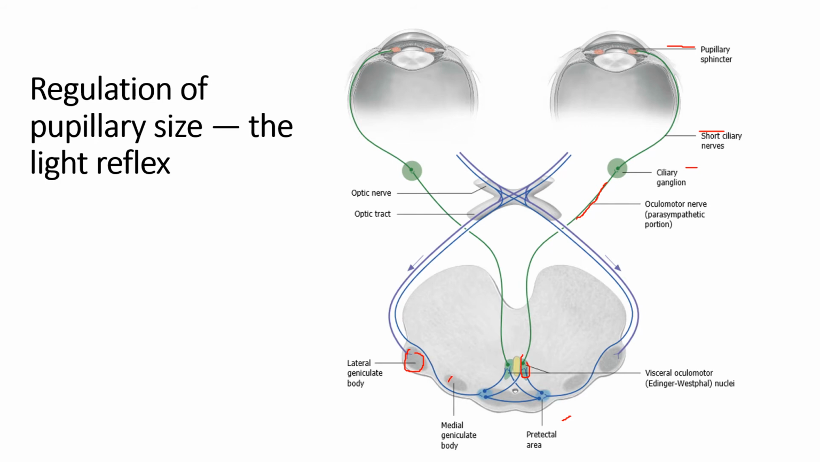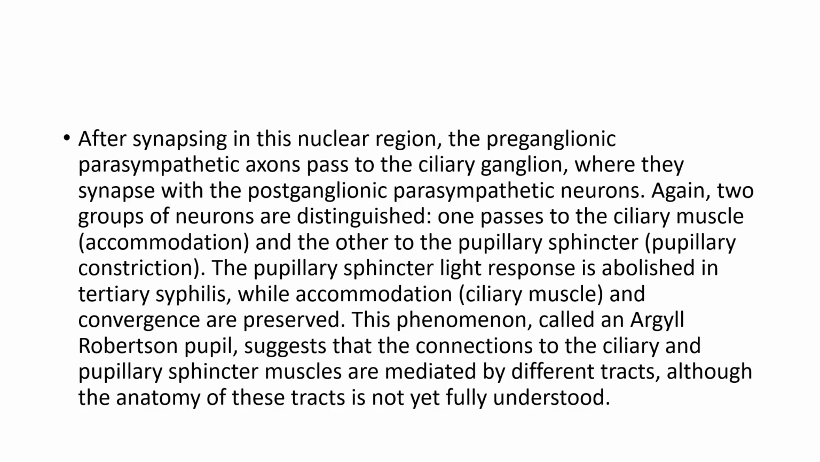So let's talk about that a little bit more. So after synapsing in this nuclear region, the preganglionic parasympathetic axons pass to that ciliary ganglion that we just saw, where they synapse with the postganglionic parasympathetic neurons. Again, two groups of neurons are distinguished. One passes to the ciliary muscle for accommodation, and the other to the pupillary sphincter for that pupillary constriction.